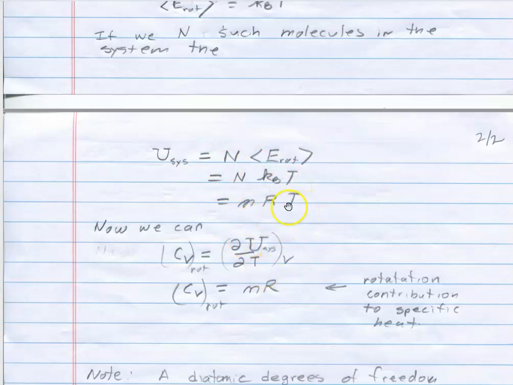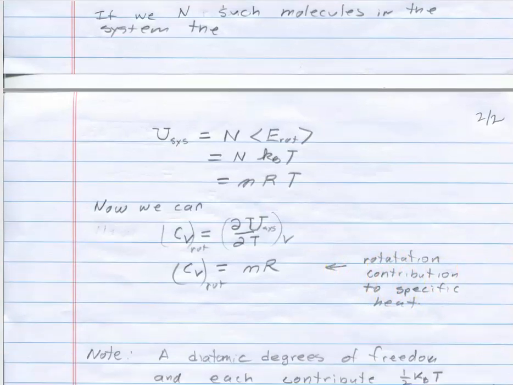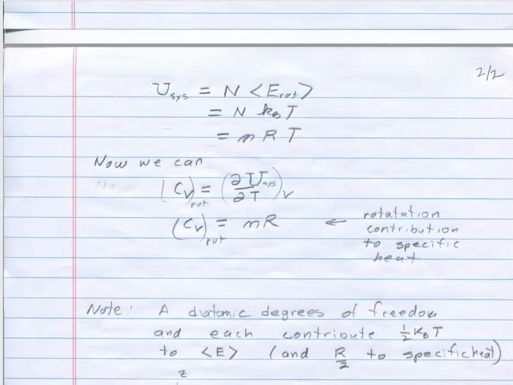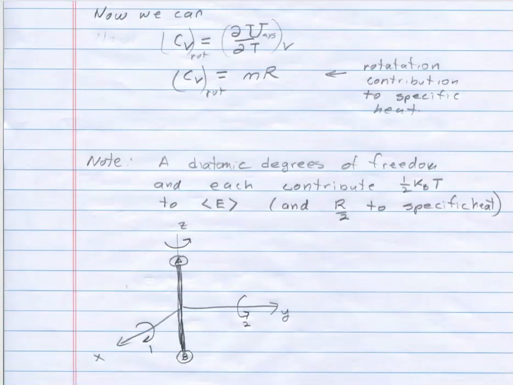And so if I differentiate this with respect to T, I get N kB. That's the rotational contribution to the specific heat of the substance. Again, there can be a translational contribution. There can be a vibrational contribution. I can even have other contributions, but generally you consider translational and rotational in these. You may have seen this specified a little bit differently. A diatomic molecule has degrees of freedom, each contributing 1/2 kB T.